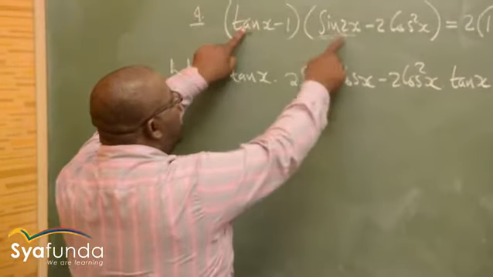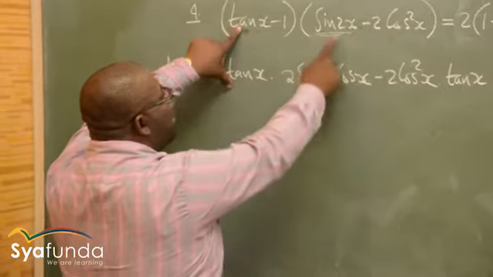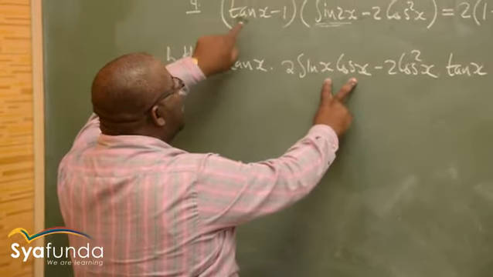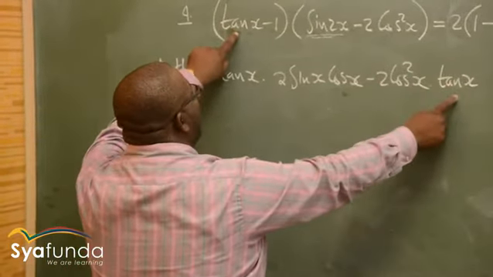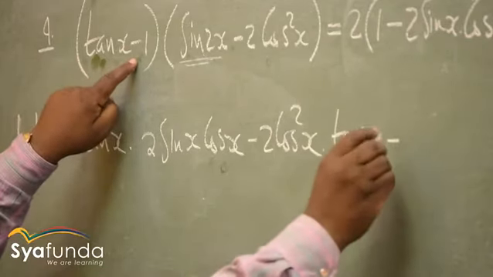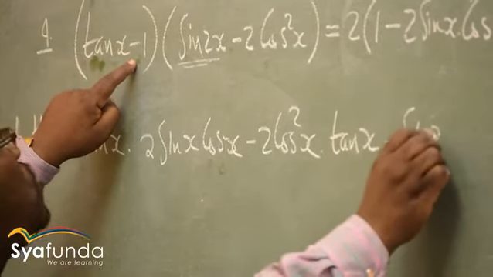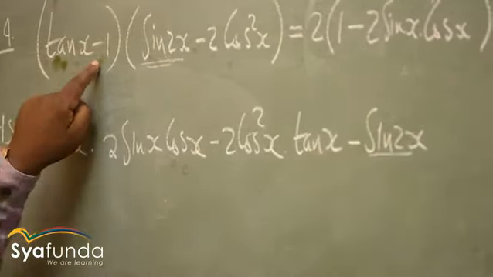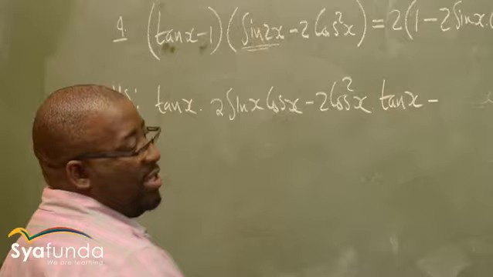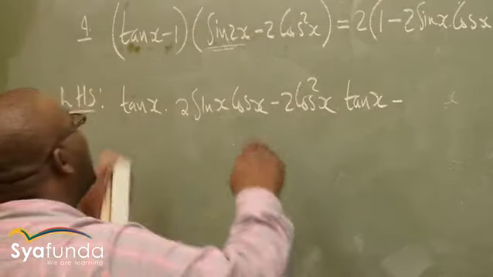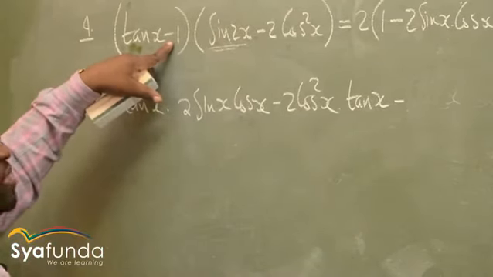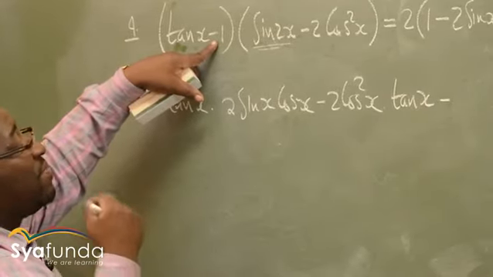Let's do it again. The first term times the first term gave us tan x and sine 2x, which is a double angle sine. Then we set this times that. It gives us minus 2 times tan x. We're here now on the third one. This times that is going to give us minus sine 2x, which is a double angle. So it's minus sine 2x, which is a double angle sine.